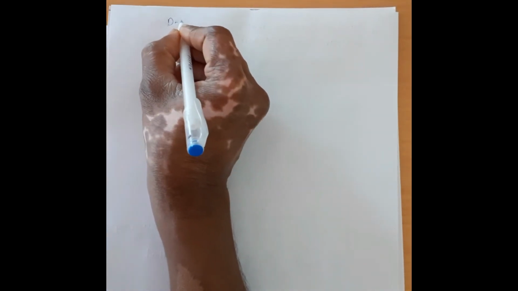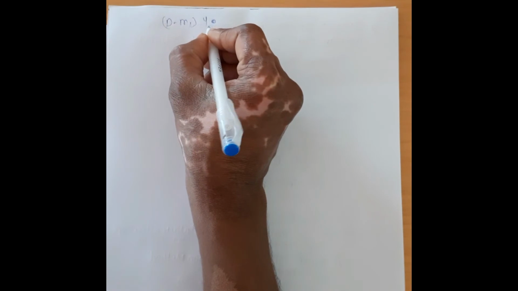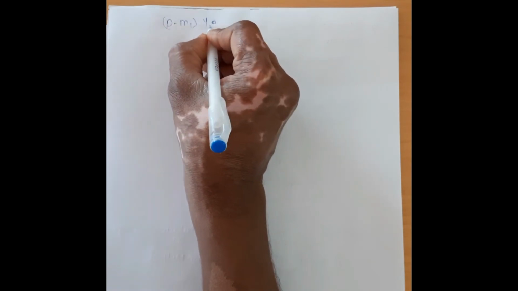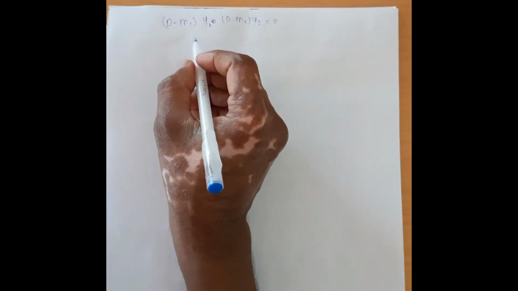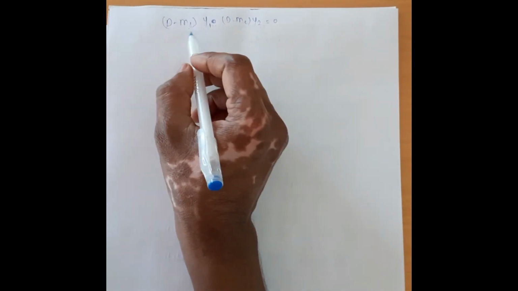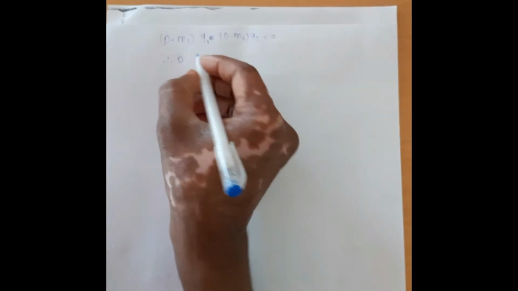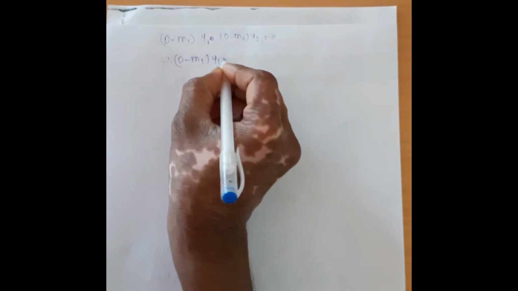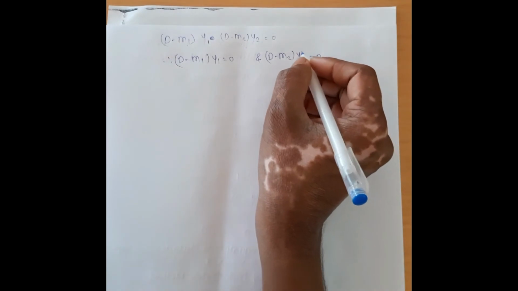Here I write again this equation: (D minus m1) of y1 and (D minus m2) of y2 is equal to 0. Here we separate out these equations, because m1 and m2 are the roots of this equation. So we modify this equation and separate it: (D minus m1) of y1 is equal to 0 and (D minus m2) of y2 is equal to 0.